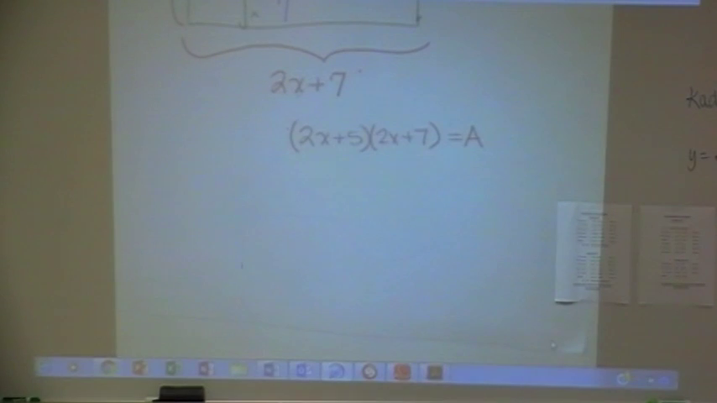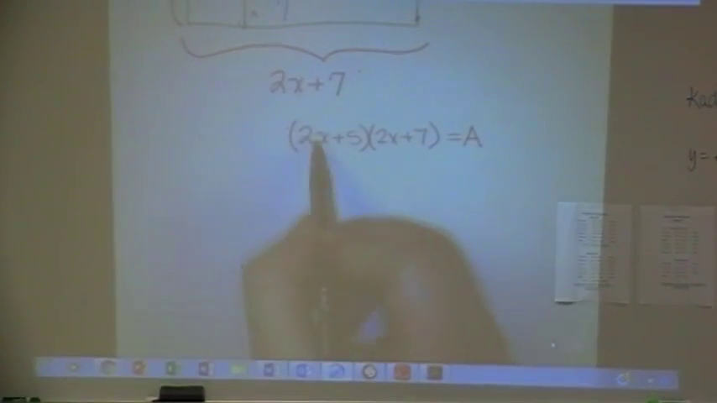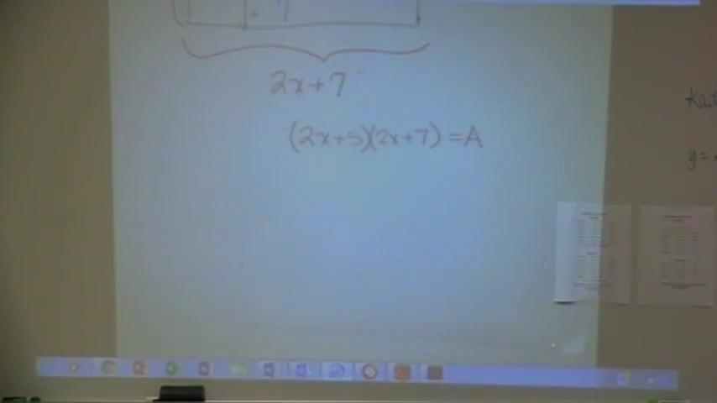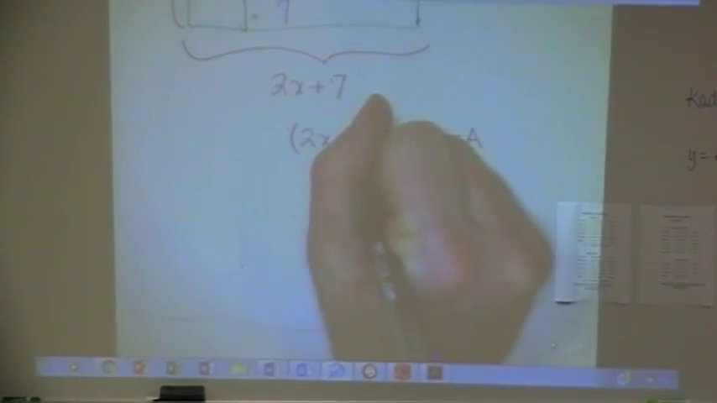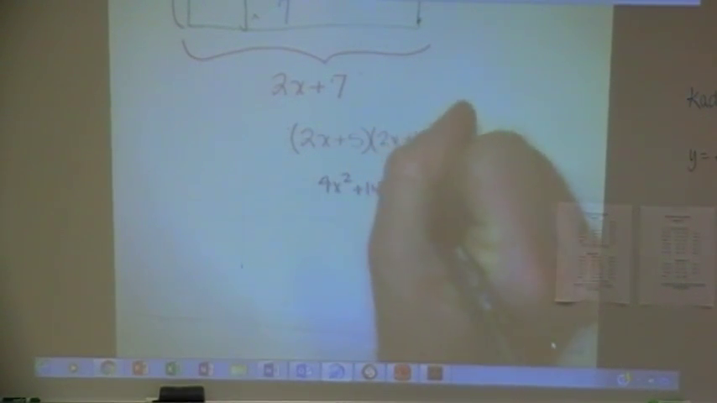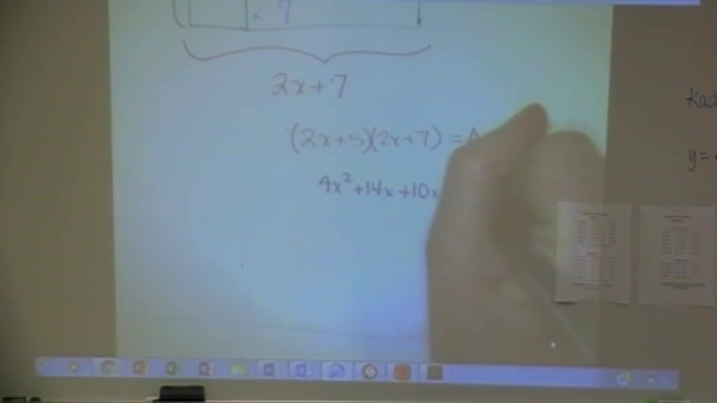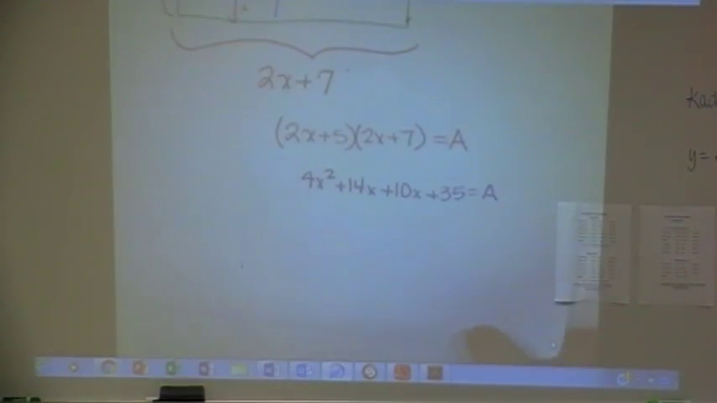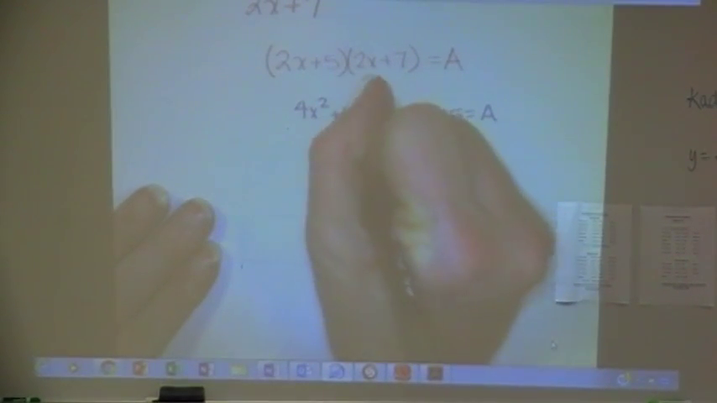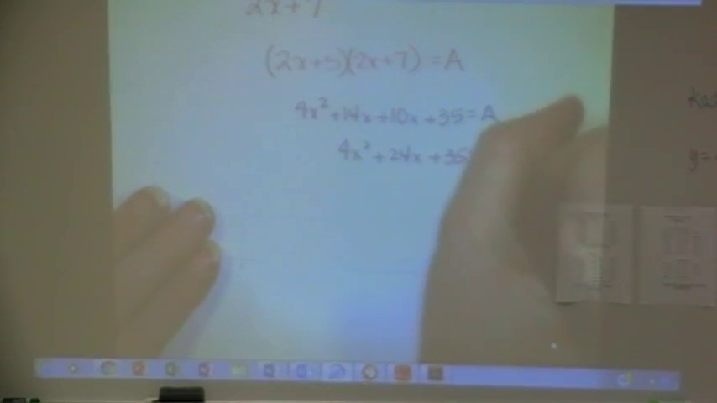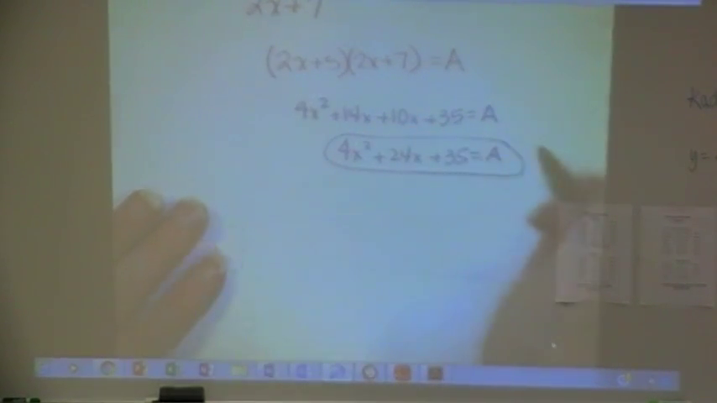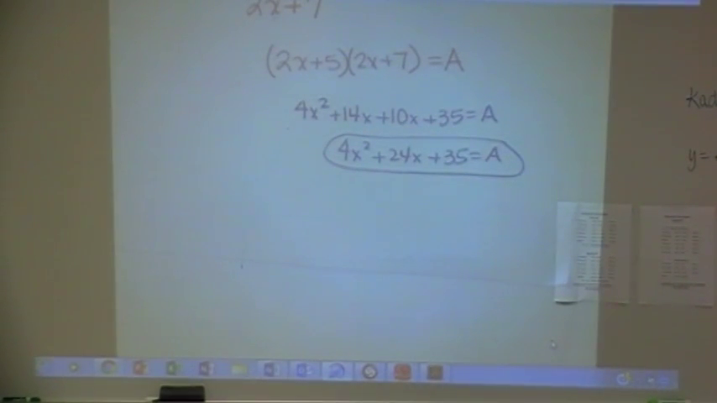C, they want a representative function. What do I need to do to this? You FOIL. Distribute. FOIL or distribute. So I'm going to get 4x squared plus 24x plus 35 equals A. That's my representative function for area. So that's C.